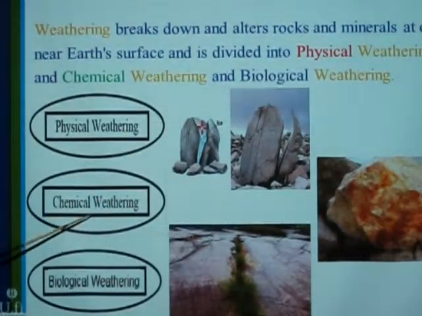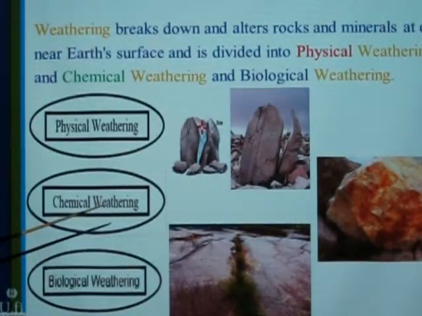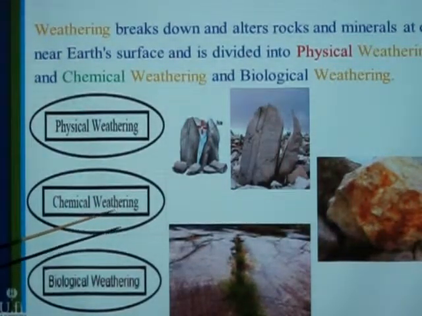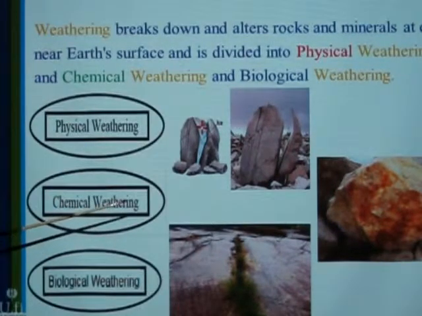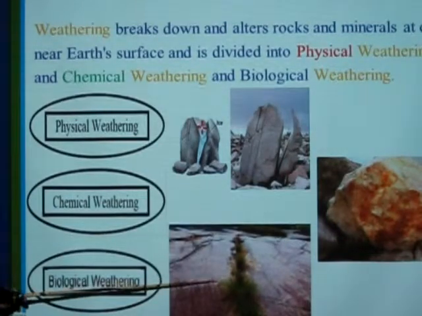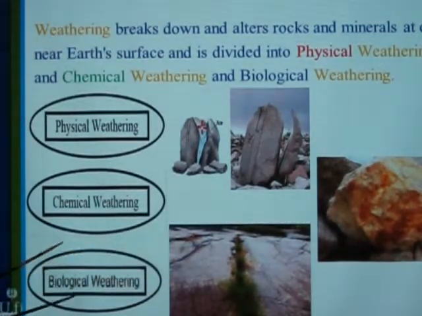However, chemical weathering will change the chemical characteristics or properties as a result of interactions of the rocks. And then we have biological weathering, where some organisms or plants will affect the rocks. All of these weatherings will affect the rocks and break them down from big parts to smaller parts, as a kind of partitions.